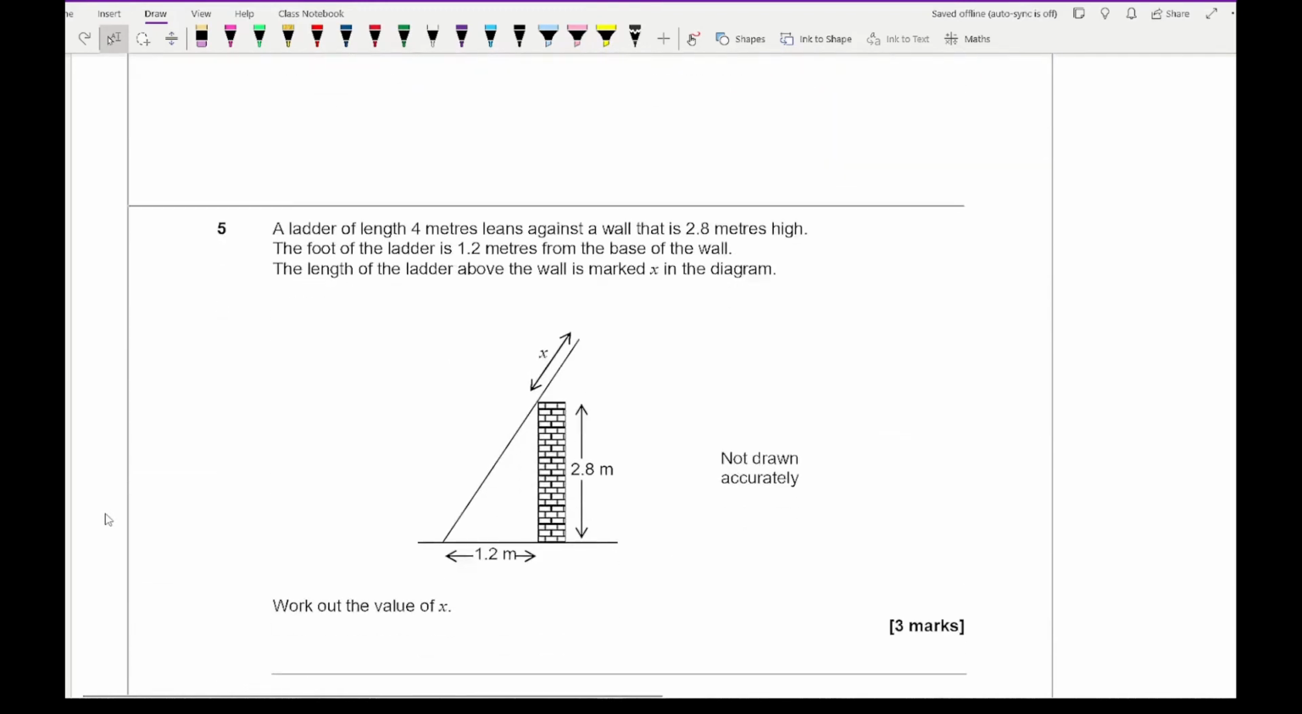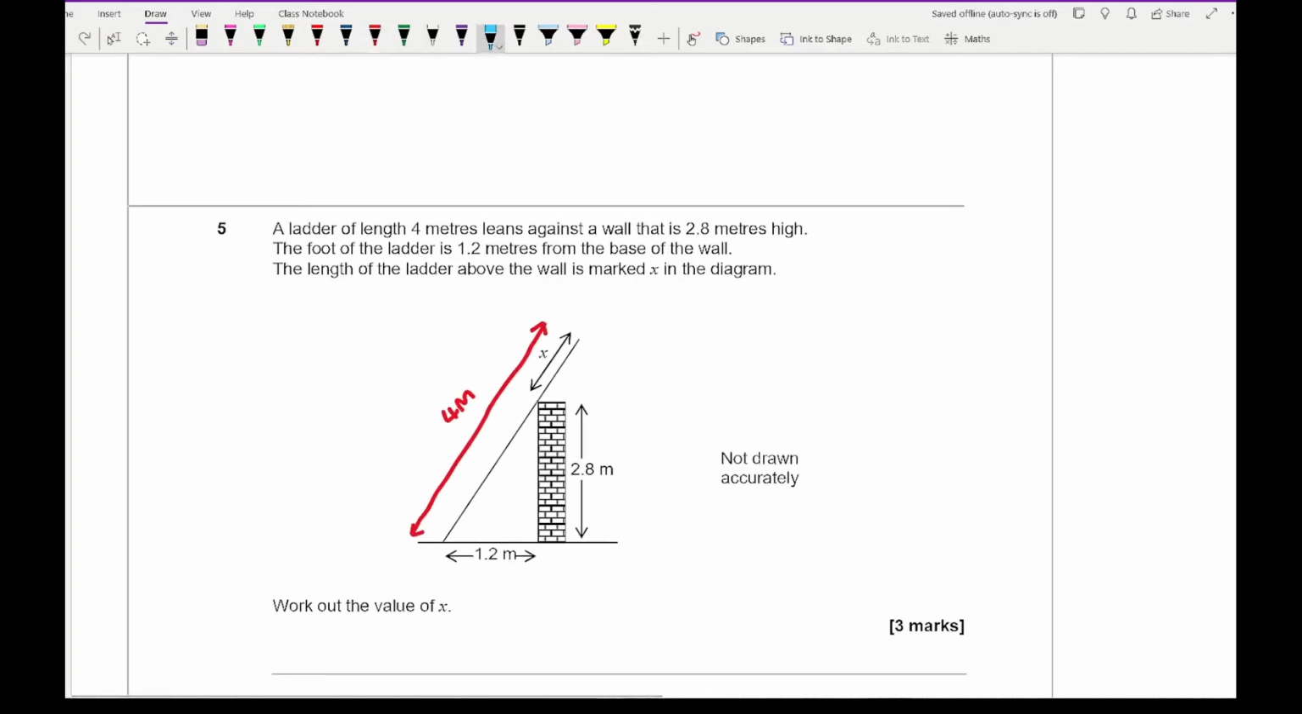Moving on to question 5, it says that a ladder of length 4 meters leans against a wall and is 2.8 meters high. The foot of the ladder is 1.2 meters from the base of the wall. The length of the ladder above the wall is marked as x, and the question is asking us to work out the value of x. Now the first thing we need to note is that the total length of the ladder is 4 meters.